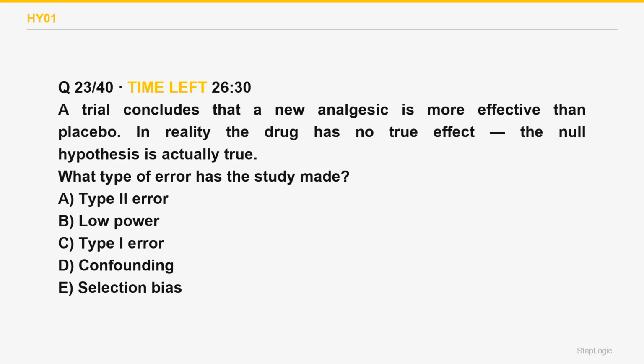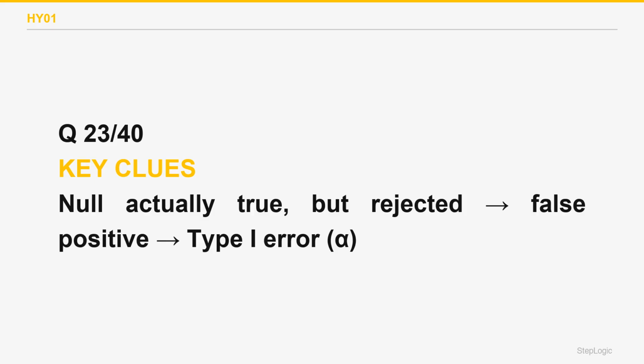Read the command: the error when a true null is rejected. Claiming an effect that isn't real is a false positive. A Type I error is a false positive, rejecting the null hypothesis when it is actually true. Here the drug truly has no effect, yet the study concluded it works, exactly that error. Its probability is alpha, the significance threshold, commonly 0.05, which is the accepted risk of a false positive conclusion.